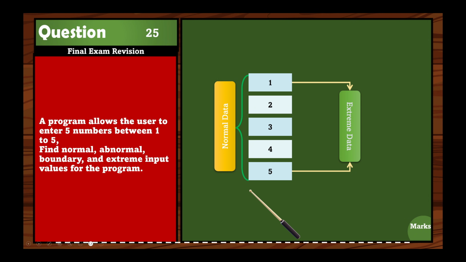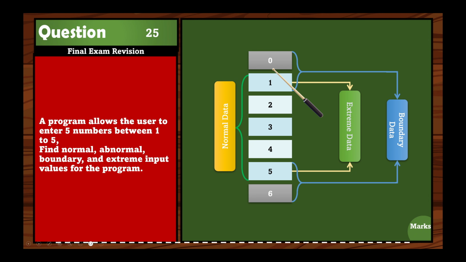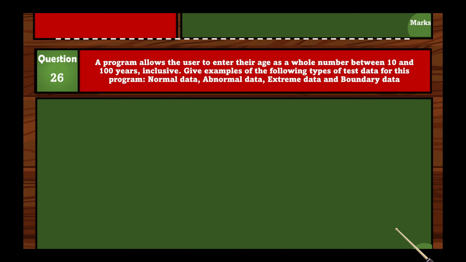Now let's talk about the boundary. So what is boundary data? Start value minus 1 and end value plus 1. That's our boundary data. I want you to take a screenshot of this picture so it may help you to recall this test data. So that's how you can find the test data for the program: normal data, boundary data, extreme data, and abnormal data.